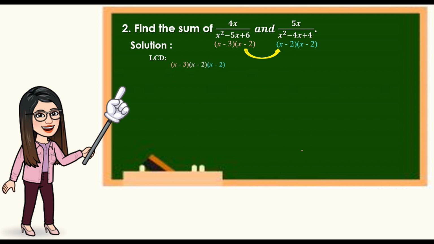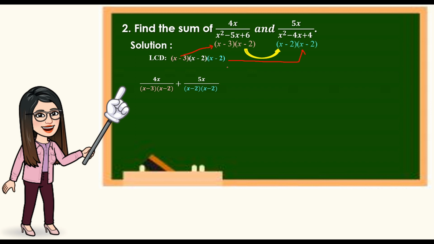So therefore, our LCD is the quantity of x minus 3 times the quantity of x minus 2 times the quantity of x minus 2. This x minus 3 is the one that I am talking about, and the x minus 2 is this one. How about the white font, the white one, which is the x minus 2? This is the combination, x minus 2 and x minus 2. Just get one, and I made this a white font. So these are the LCD of our given expressions.